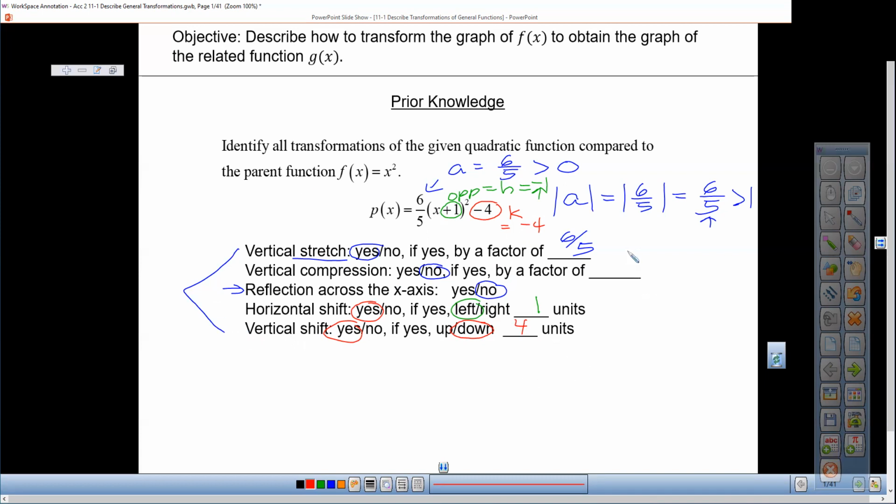So we're taking all of this, still using all of this, and then we're also going to introduce a new parameter, like I said, that tells us we have horizontal stretches, compressions, and y-axis reflections, which is a type of horizontal reflection.